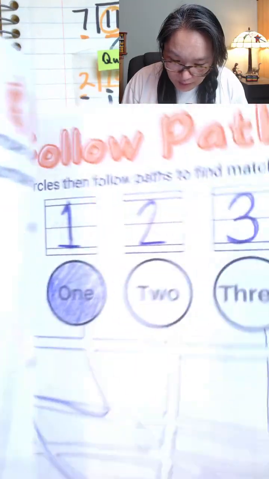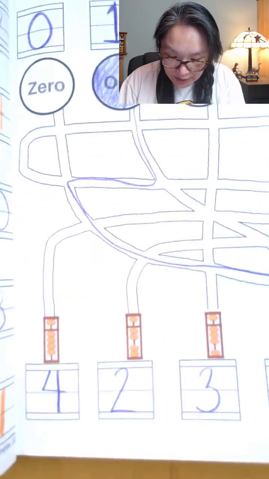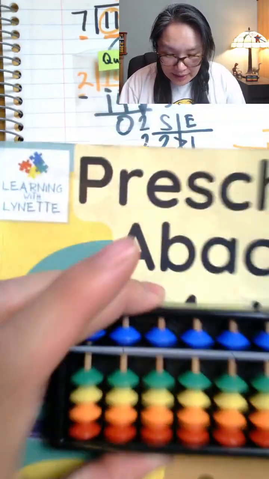I have it where they talk about my numbers, my bead recognition, my number recognition, and here's the picture. And then it's recommended to actually buy an abacus.